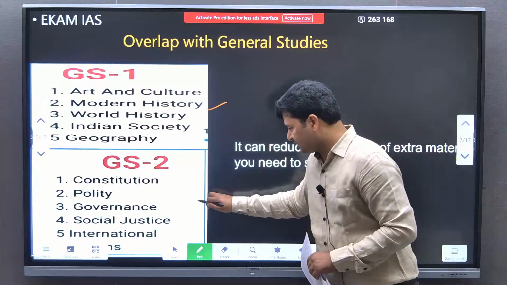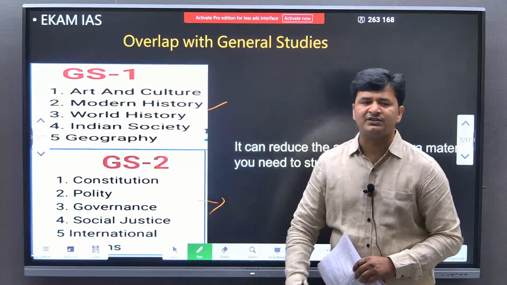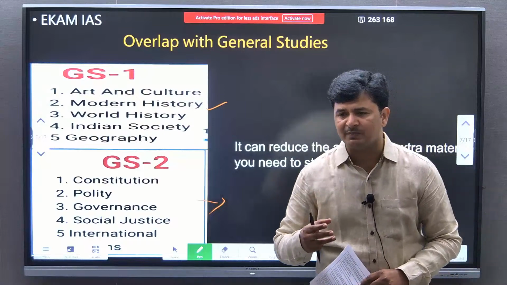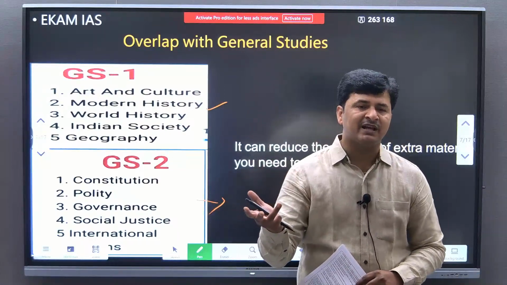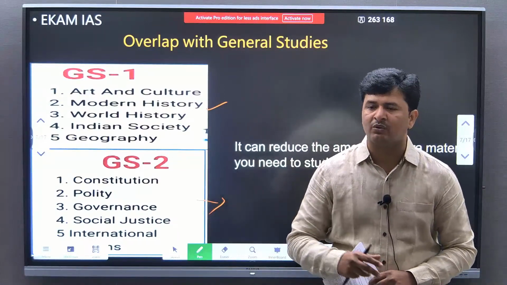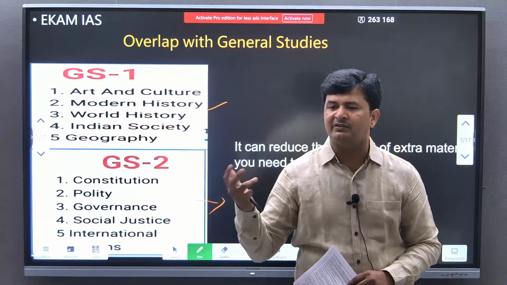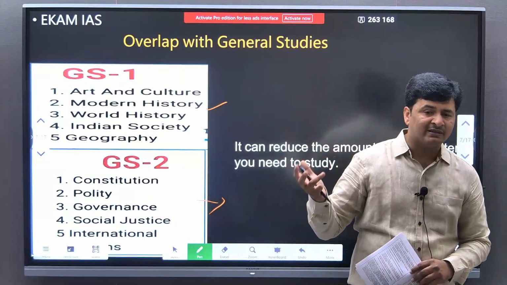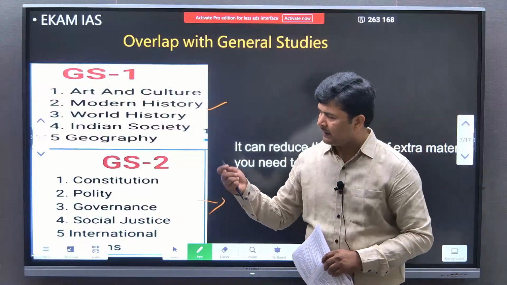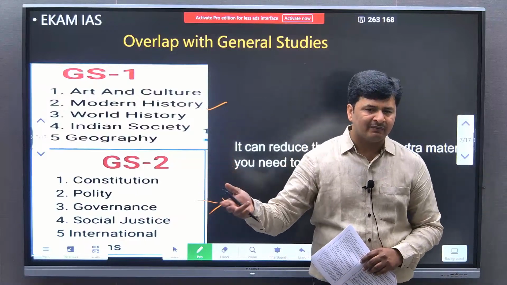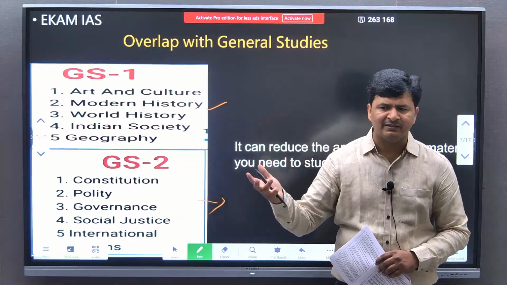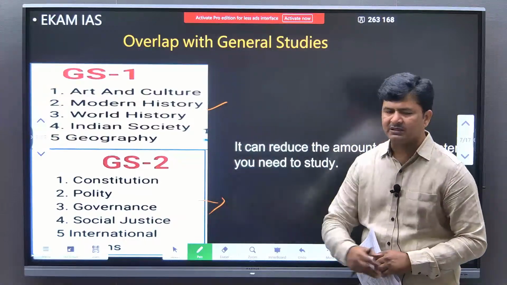Then how about GS2? In GS2 we have the constitution. The constitutional developments we generally discuss as part of modern Indian history under the tag called constitutional developments, be it the 1773 Regulating Act, 1784, 1813, 1833, 1858, 1909, 1919, 1935. All these acts we generally discuss.